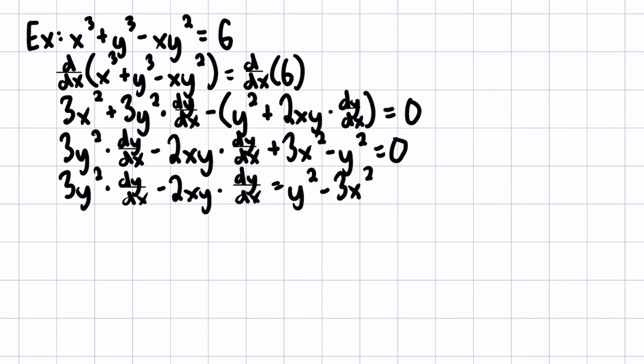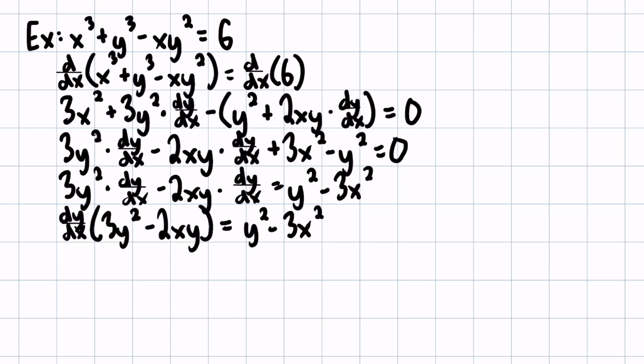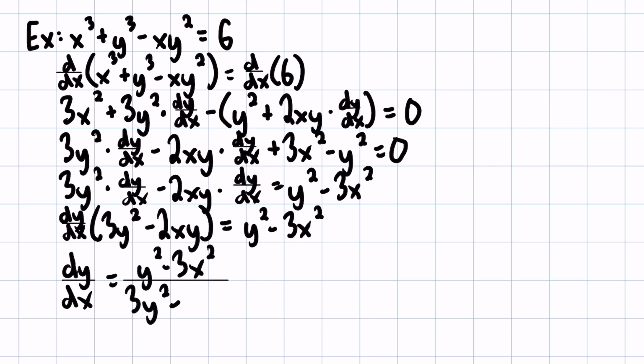Now, on the left-hand side, I'm going to factor out the dy/dx from both terms. And now, in order to isolate dy/dx, we just divide both sides by 3y squared minus 2xy. And that is going to be my derivative, which we have solved for implicitly.